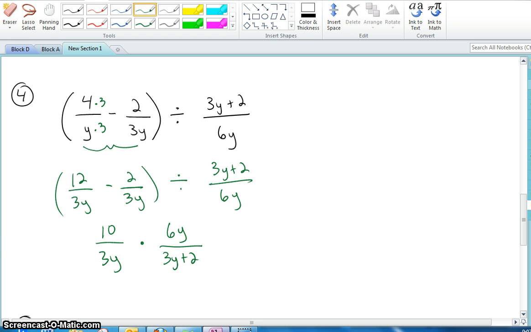Now I need to reduce. I can reduce this 3 and this 6. I can reduce the y with the y. Now I multiply the numerators to get 20 over 3y plus 2.